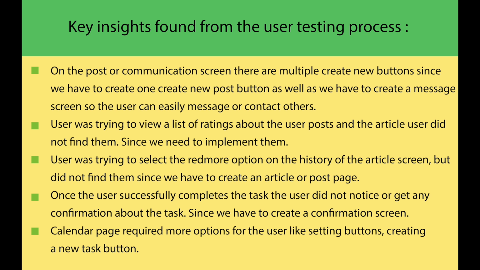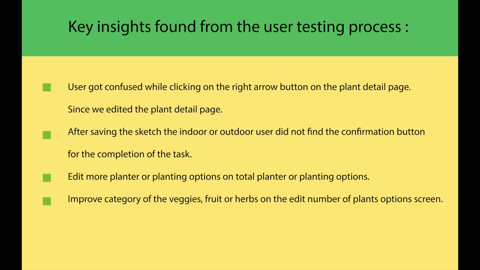The calendar page required more options for the user, like a settings button and a create new task button. The user got confused while clicking on the right arrow button on the plant detail page, since we edited the plant detail page. After saving the sketch of the indoor or outdoor garden, the user did not find the confirmation button for the completion of a task. Edit more planter or planting options on total planter or planting options. Improve the category of veggies, fruits or herbs on the edit number of plants option on screen.